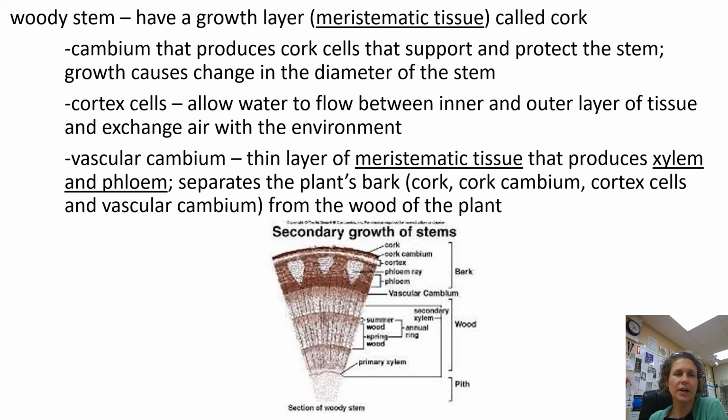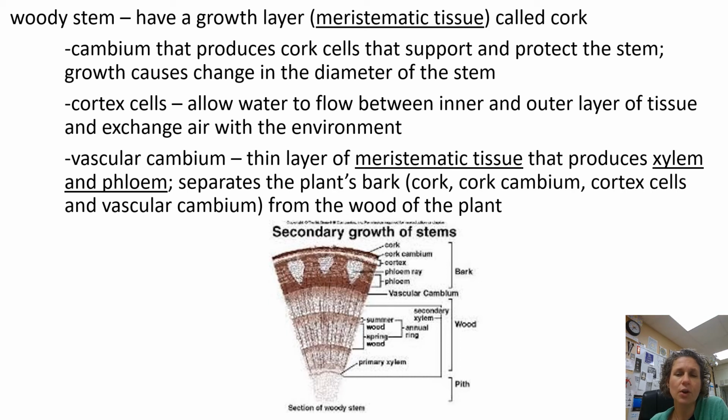Okay, so then we have a woody stem, and these have several different layers, and they are kind of what they sound like. These are like the trunk of a tree, the stems that are brown. And first off, they have a growth layer, which is meristematic.